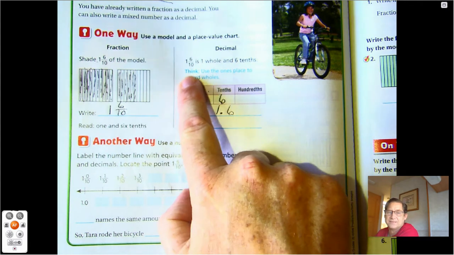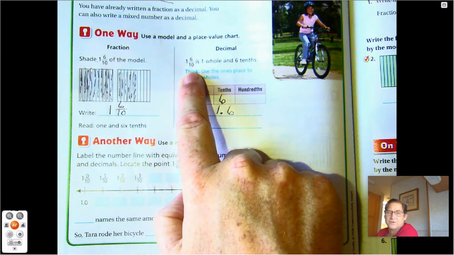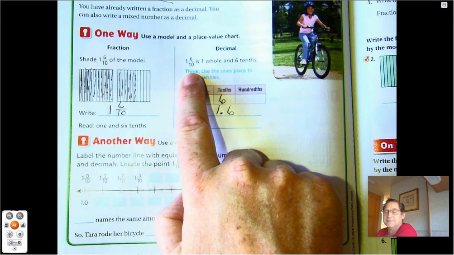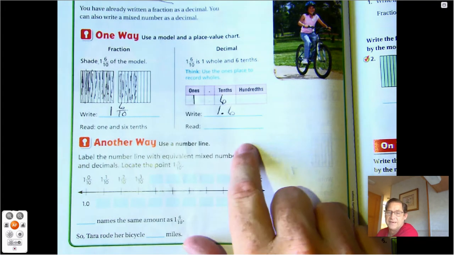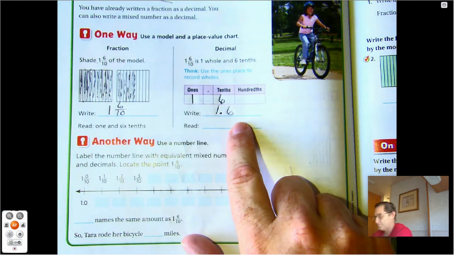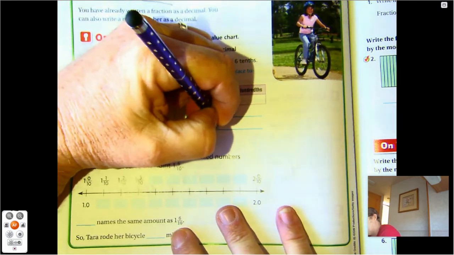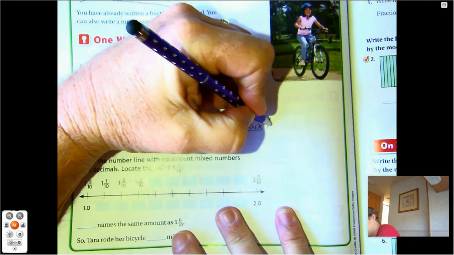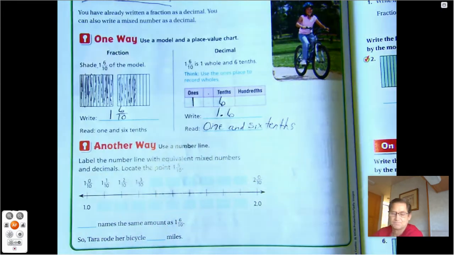It would be the same thing as if you had this. You don't say 1 6 over 10. You say 1 and 6/10. So the same thing here. Okay, so it's read as 1 and 6/10.